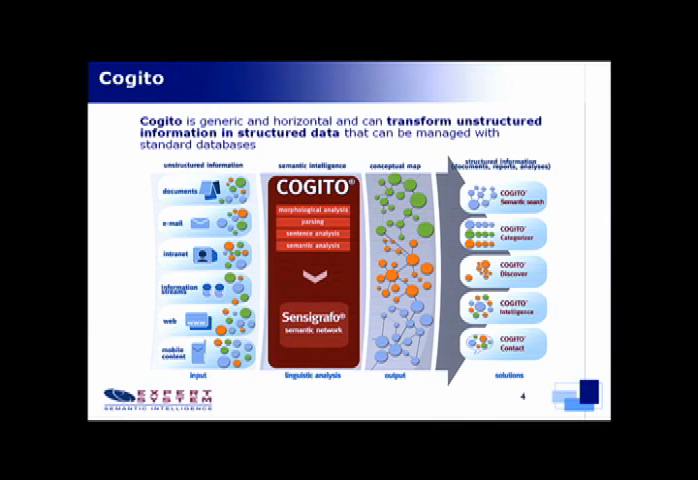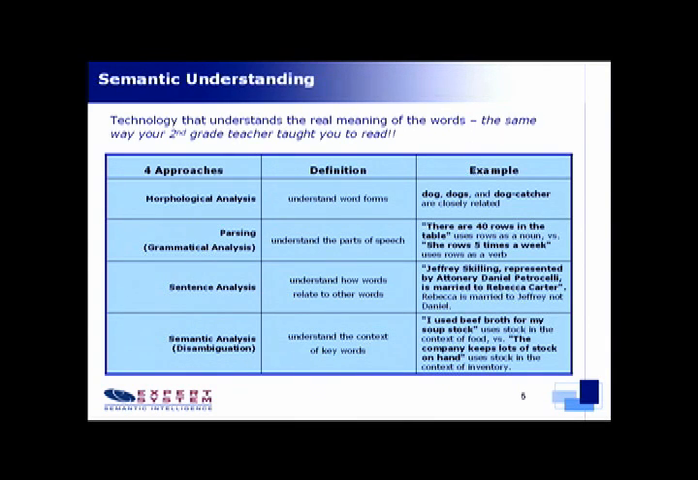Practically, today we will focus on its application in terms of classifying online content and being able to provide a very rich understanding of the content for advertisement purposes. So these are the four different steps that our technology covers: morphological analysis, parsing, sentence analysis, so understanding how the actual sentence is structured, to then have all the information available to perform a full semantic disambiguation.